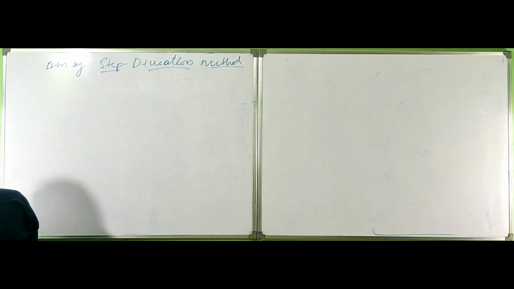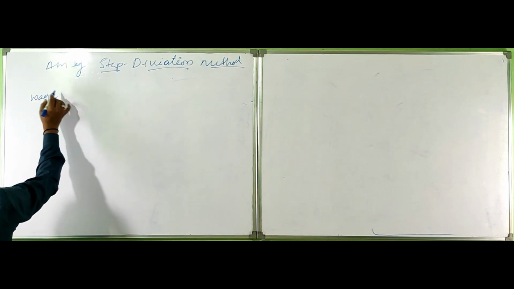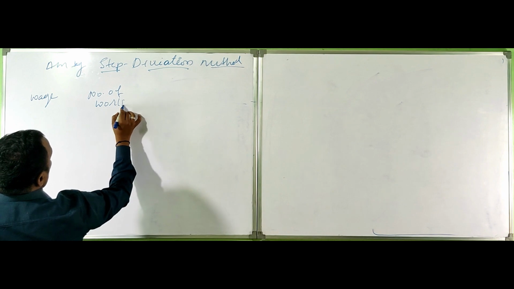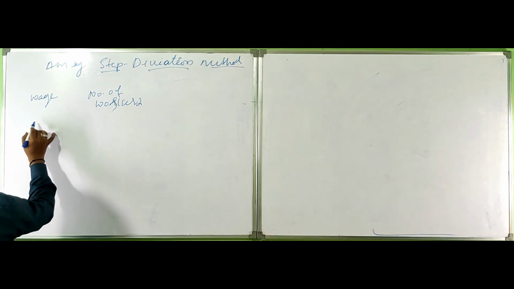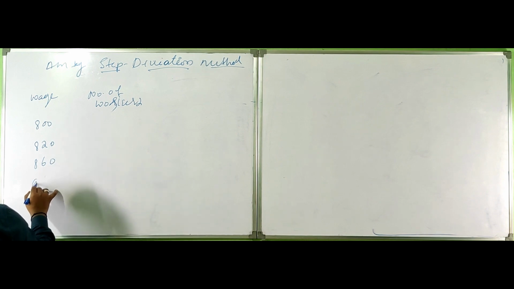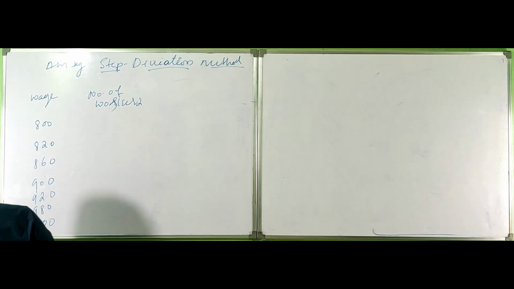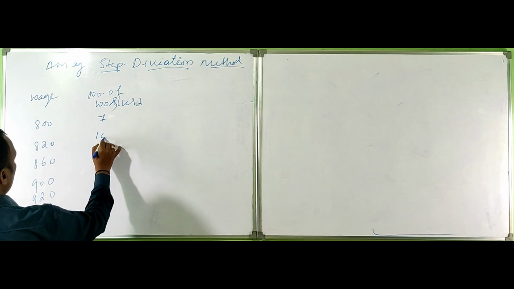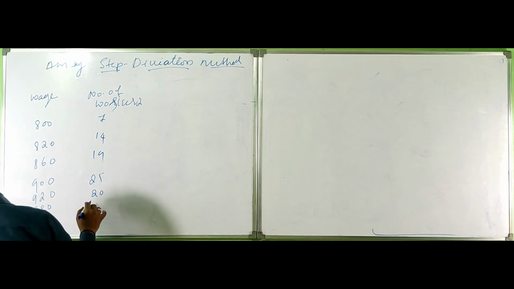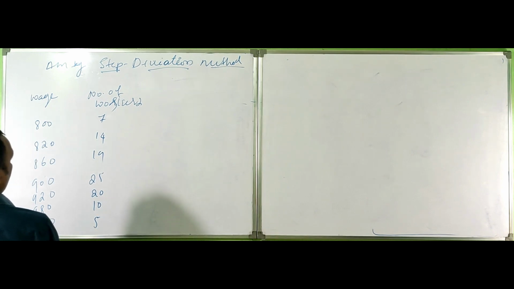Find the mean value of the given data. Next, step deviation method: find the mean value of the following data. Wages are 800, 820, 860, 900, 920, 980, 1000. And the number of workers are 7, 14, 19, 25, 20, 10 and 5.